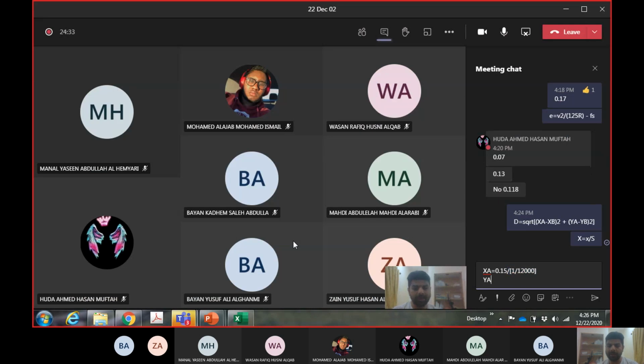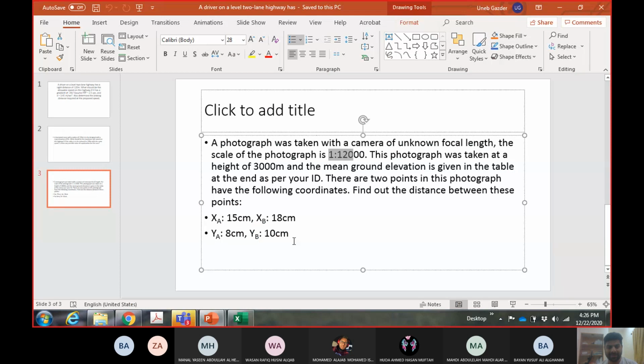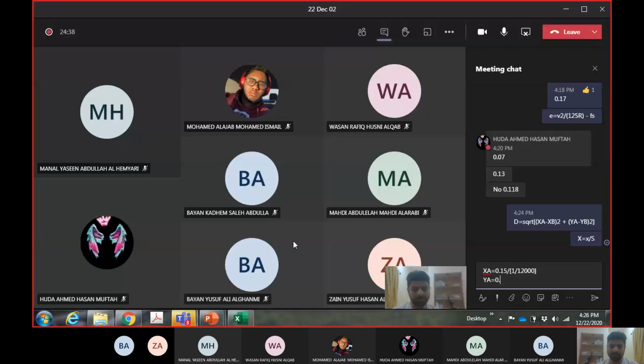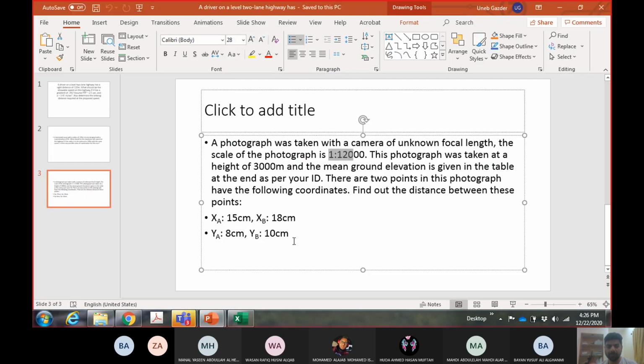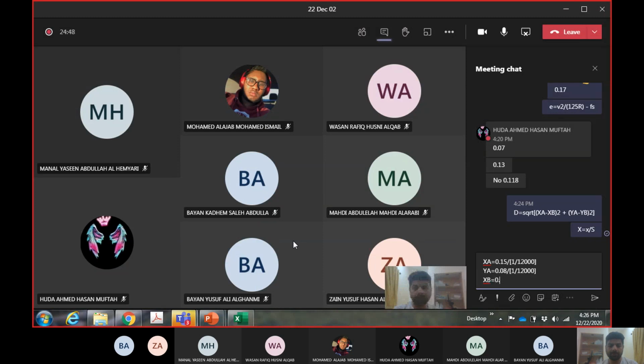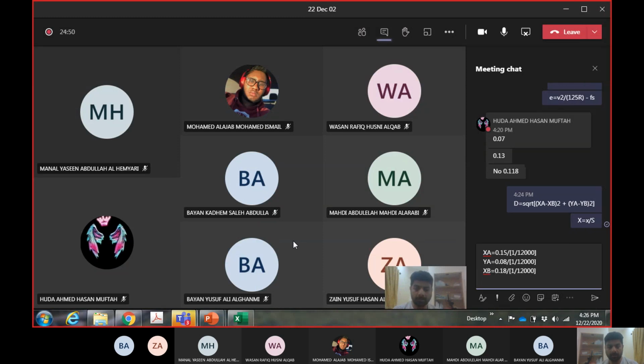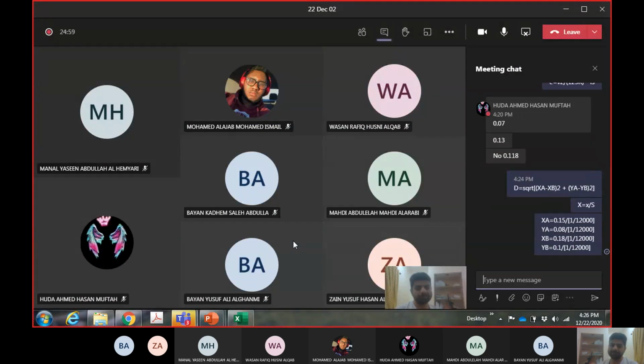Then for YA, it was 8 centimeter, which means 0.08 meters, the same scale. XB, 18 centimeter means 0.18, and YB means 10 centimeter, which is 0.1. So give me the values: XA, XB, YA, YB.